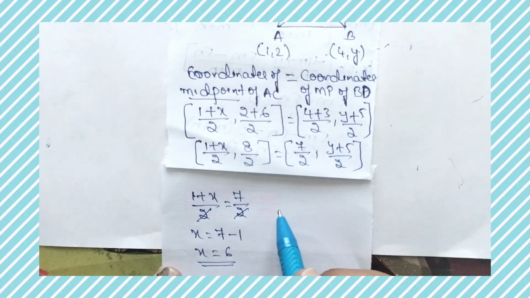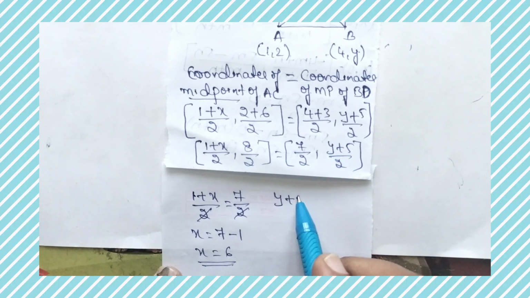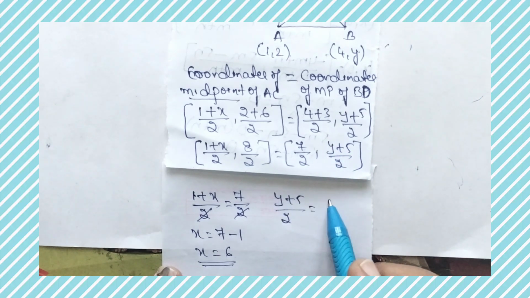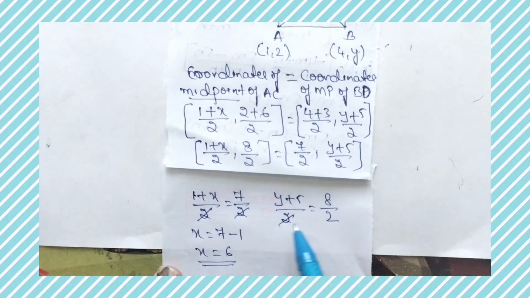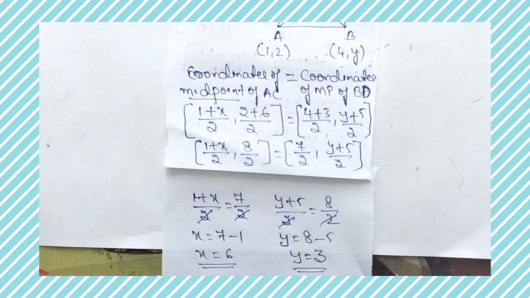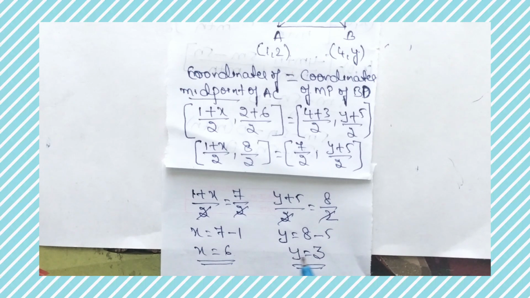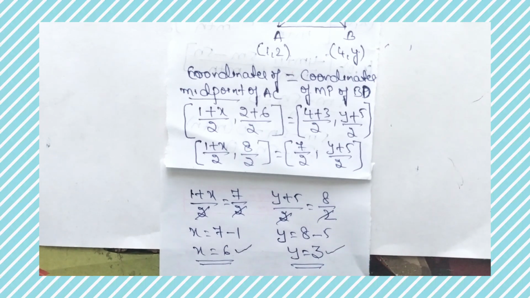Next, let us equate this. What is there? y plus 5 divided by 2 is equal to 8 by 2. 2 cancels. So y is equal to 8. You shift plus 5, it will become minus 5. Therefore y is equal to 8 minus 5, which is equal to 3. Therefore the value of x is 6 and the value of y is 3. x is equal to 6 and y is equal to 3. So like this we have to find the value of x and y.